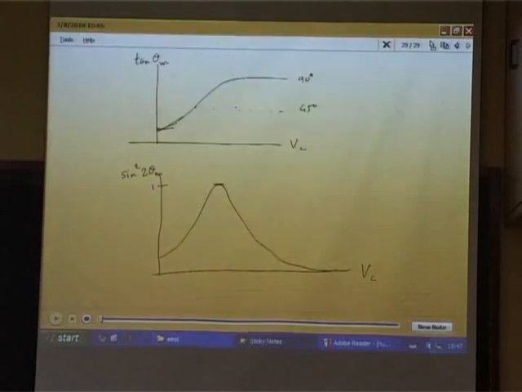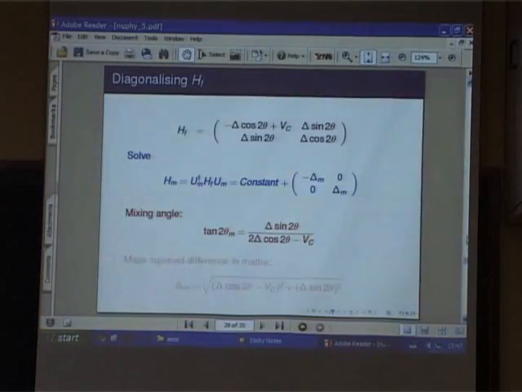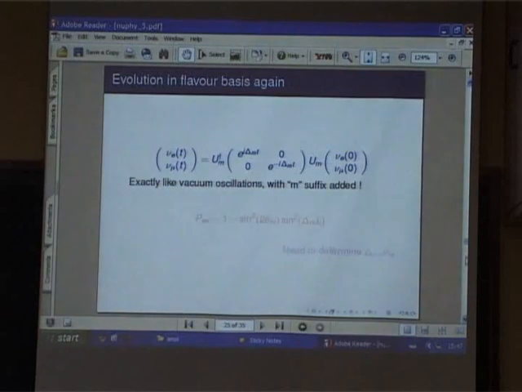So what does this mean? If we look at the probability for matter oscillations, in oscillations in matter, the amplitude was sine square 2 theta m. So what I have shown you is that at some value of VC, theta m becomes 45 degrees, always.